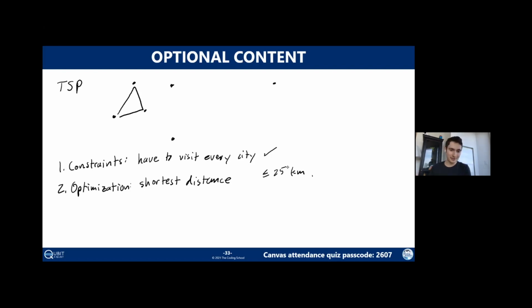I know this is not very specific, but that's kind of the general idea: you break things into constraints and optimizations, and then you design an oracle that sort of gauges both of them.